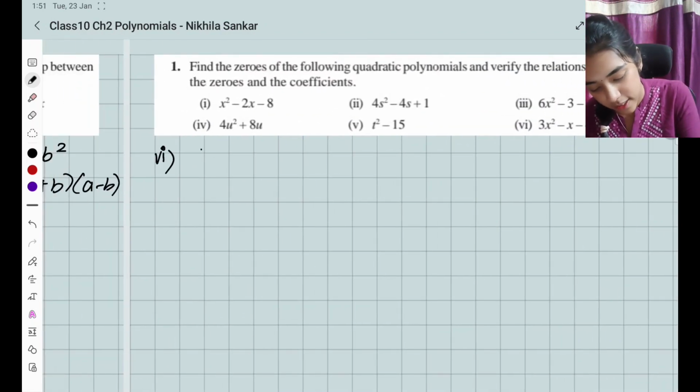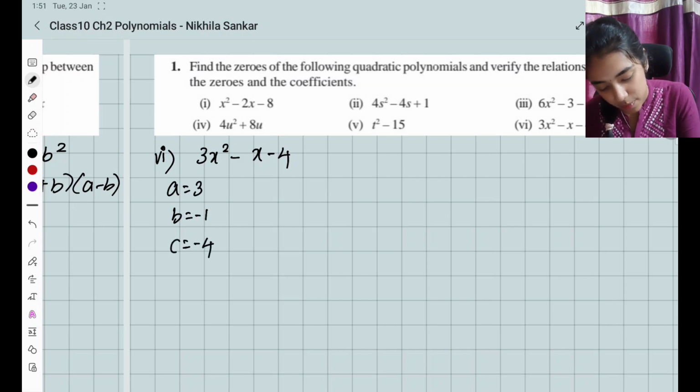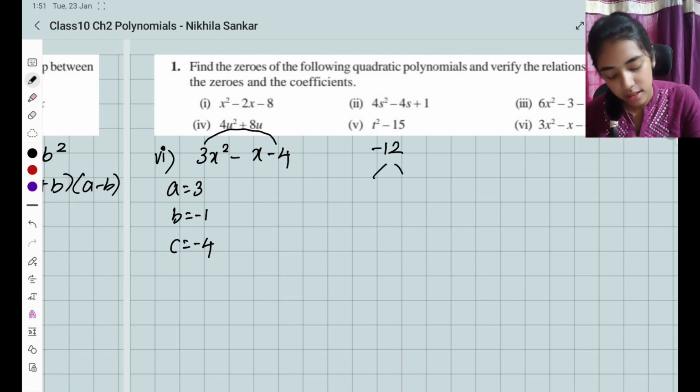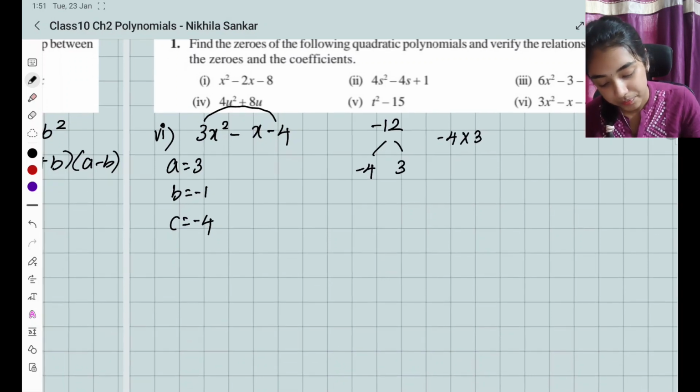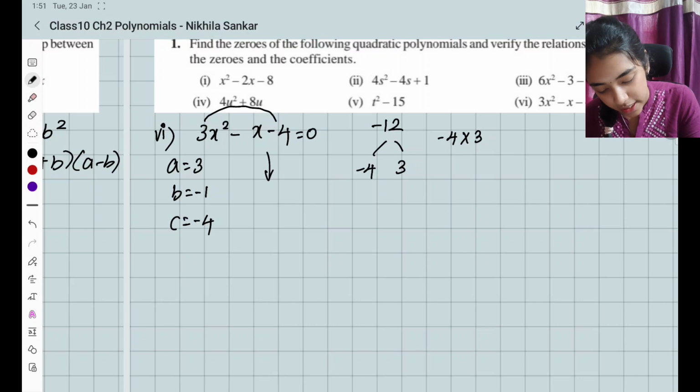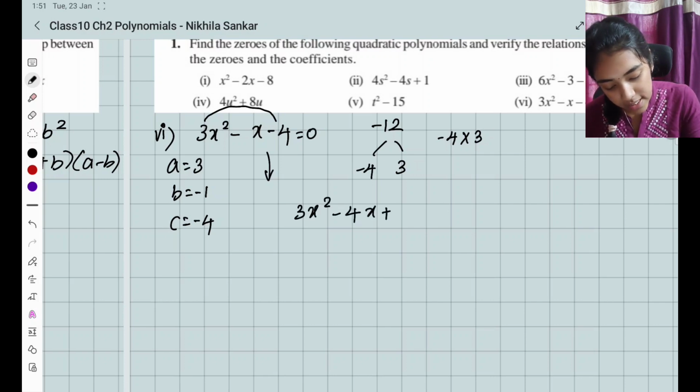So sixth, 3x square minus x minus 4. So we have a to be 3, b equals minus 1, c equals minus 4. So we want the product of zeros to be minus 12 and the sum of zeros to be minus 1. So for sum of zeros minus 1 we can have minus 4 into 3. When I split this, 3x square minus 4x plus 3x minus 4 equals 0.